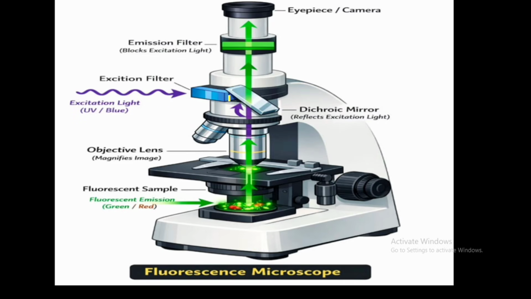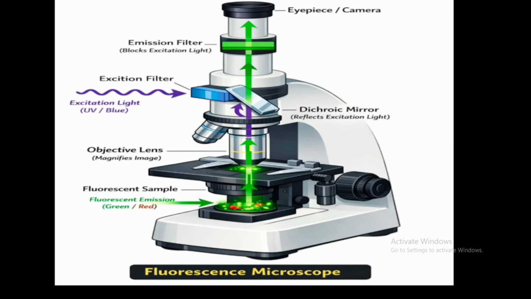After that, the light is reflected by the dichroic mirror. Here you can observe the dichroic mirror, which we arrange at a 45 degree angle. Then the excitation light passes through the objective lens and finally hits the sample. The sample is stained with a fluorescent dye. Once the fluorescent dye absorbs this blue light, it immediately emits another light.